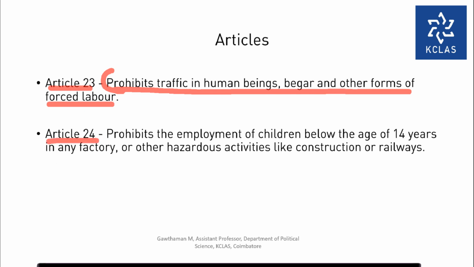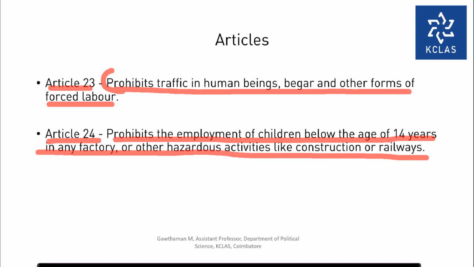Article 24 prohibits the employment of children below the age of 14 years in any factory or other hazardous activities like construction or railways. So, very important thing to understand. It prohibits the employment of children below the age of 14 years in any factory or other hazardous activities like construction or railways.